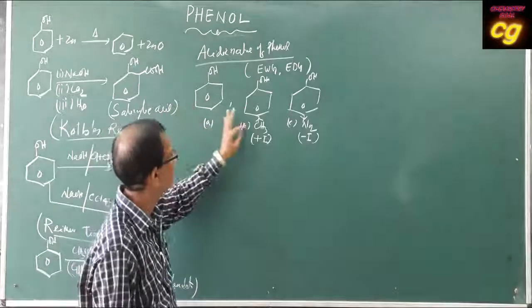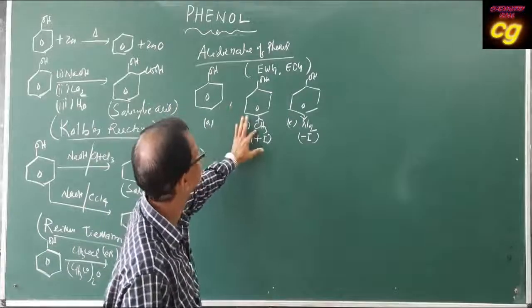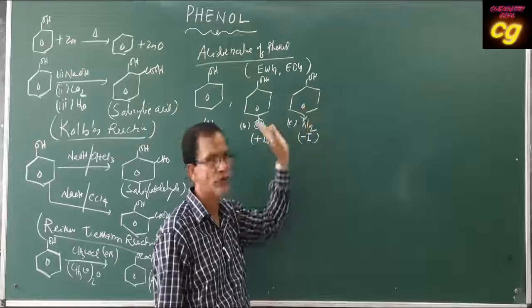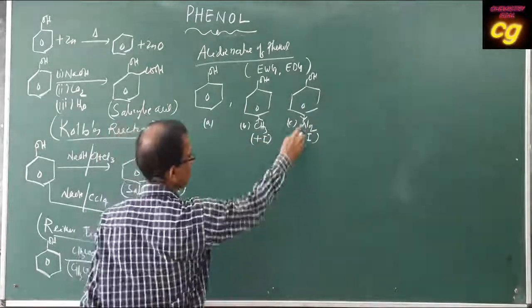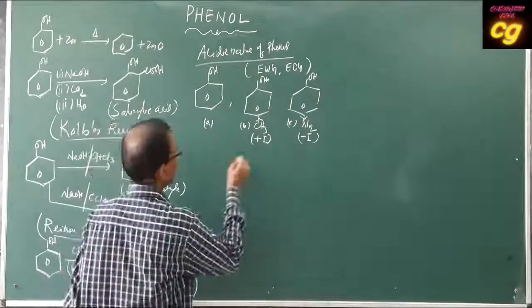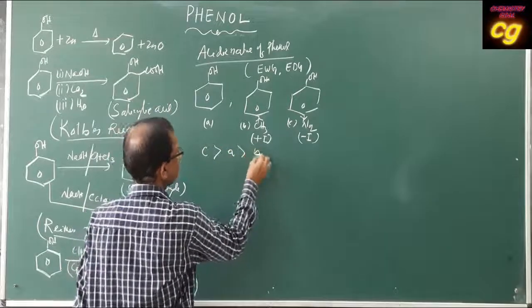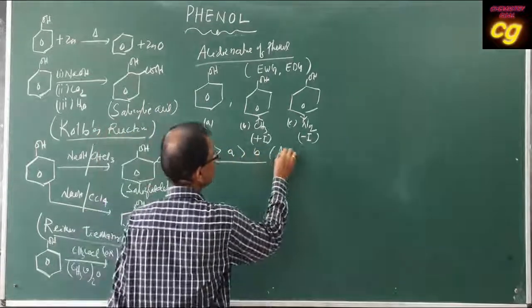So phenol, then para-cresol, and this is called para-nitrophenol. If you see the minus I effect, generally acidic character increases. So the order will be C greater than A greater than B. This is the order of acidic nature.